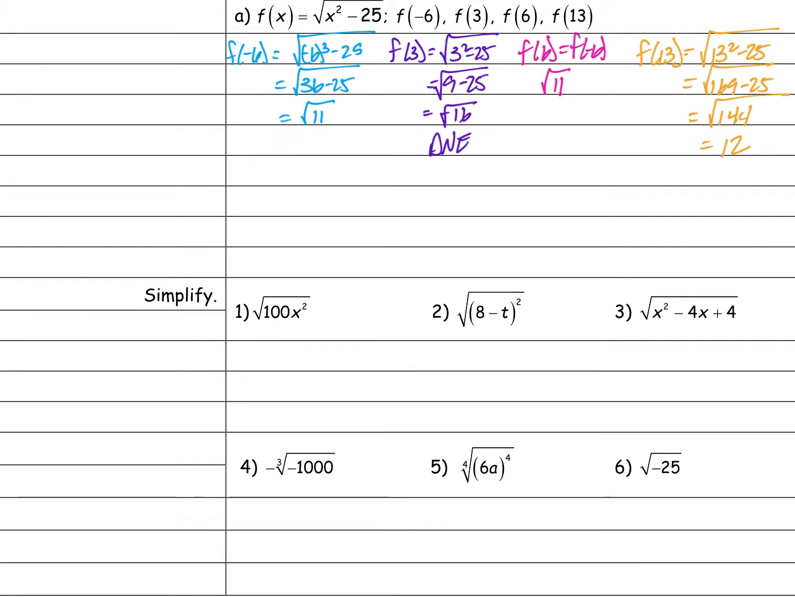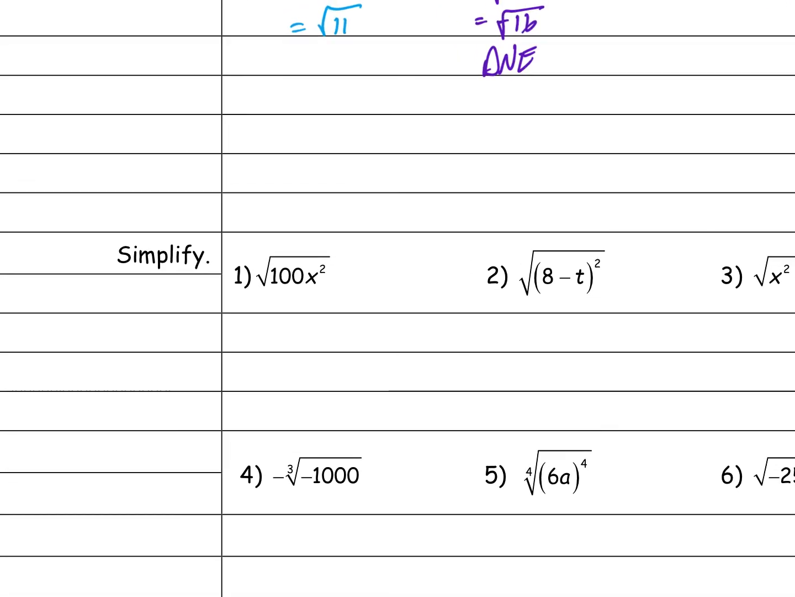Okay, so now we're going to simplify these. Now we're involving variables instead of just numbers, right? So it's the same concept, only if we've got a variable. So the square root of 100x squared, wow. Okay, the square root of 100 is 10, and the square root of x squared is x. It's the same concept, right? Underneath the square root, I need 2 of the same thing to bring one out.